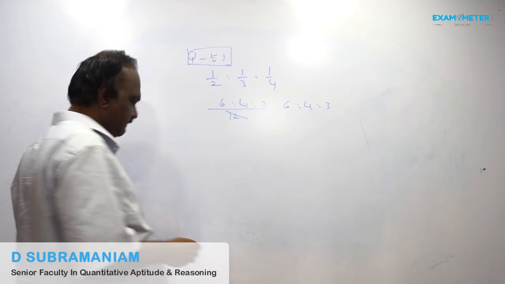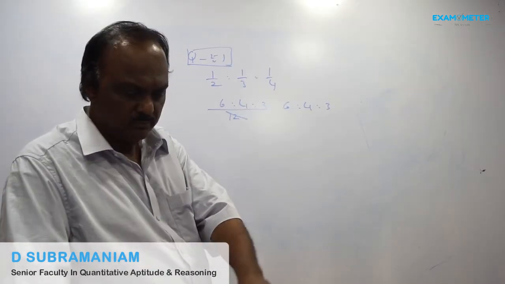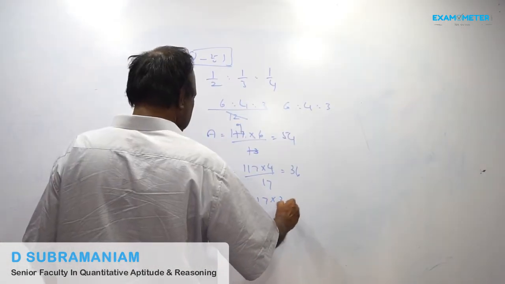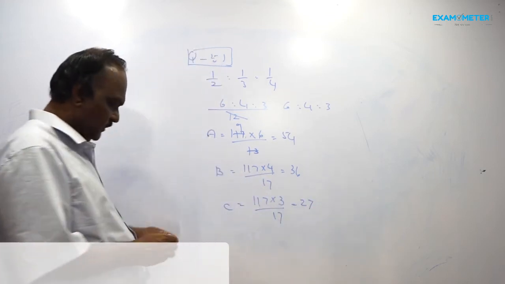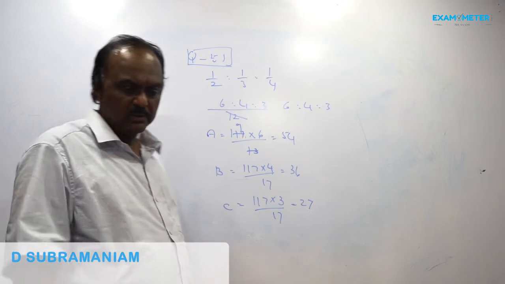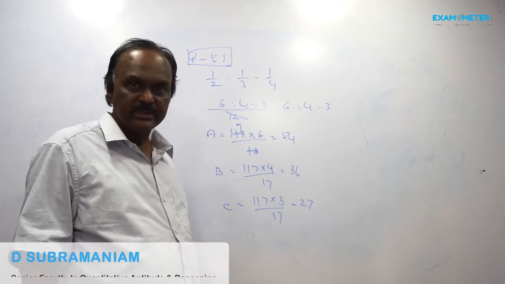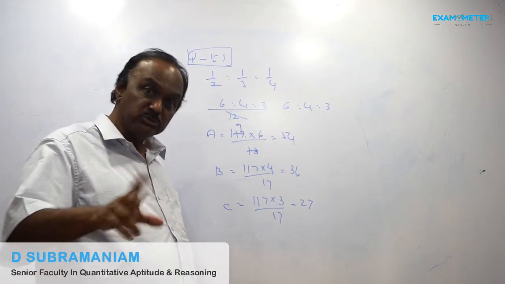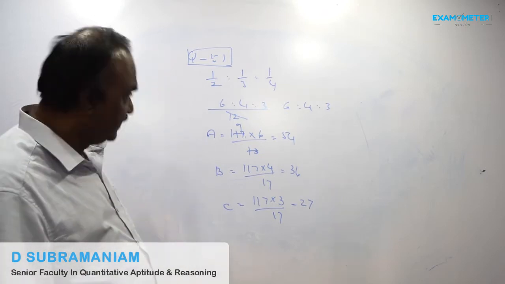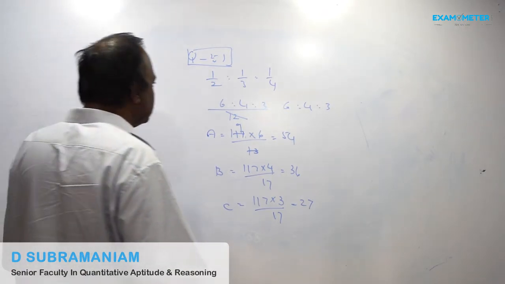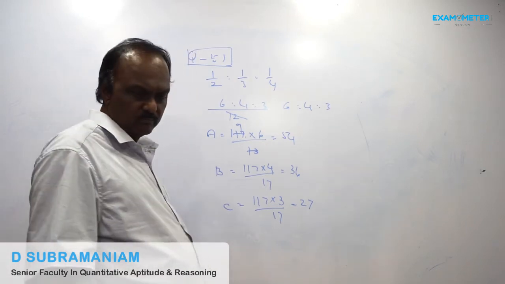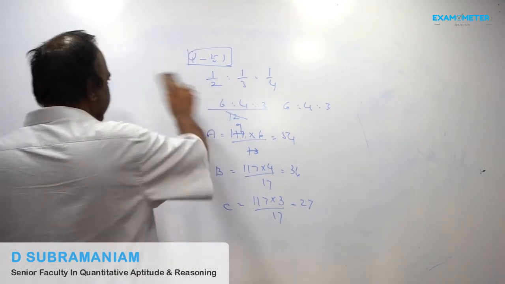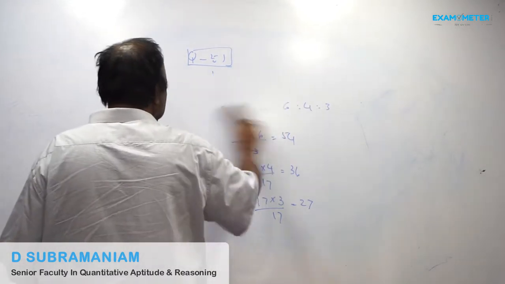So the ratio is 6:4:3. In the second case, what is happening? In the second case, the ratio is 2:3:4.